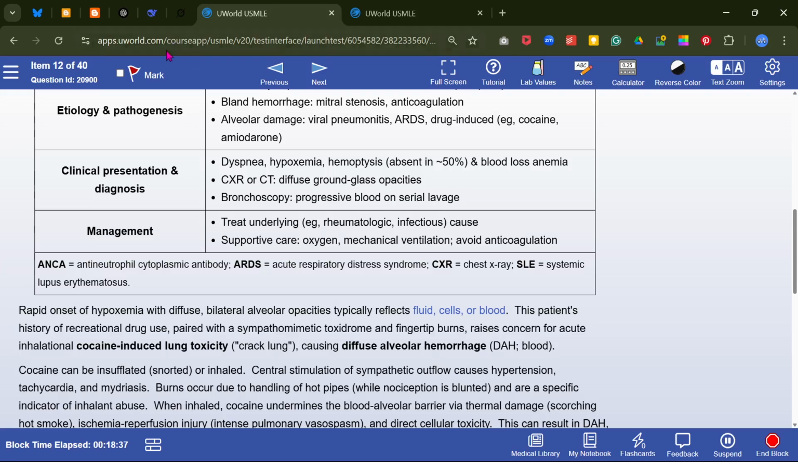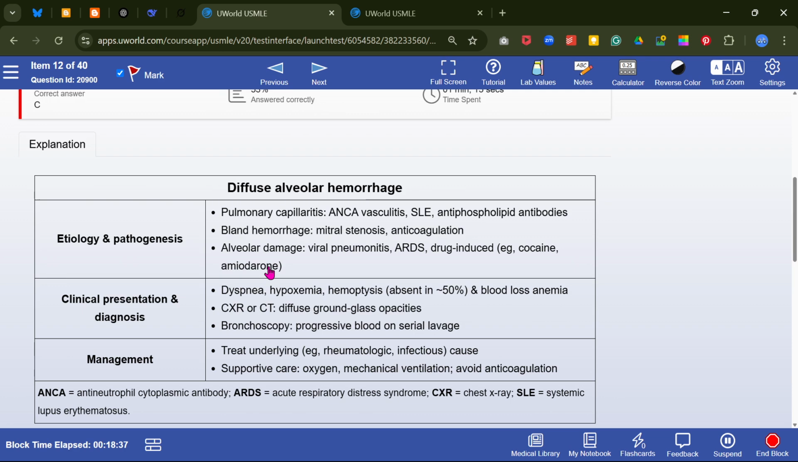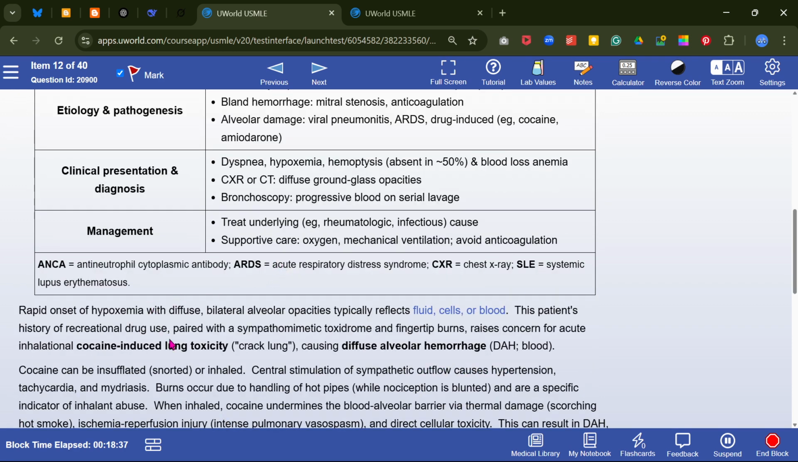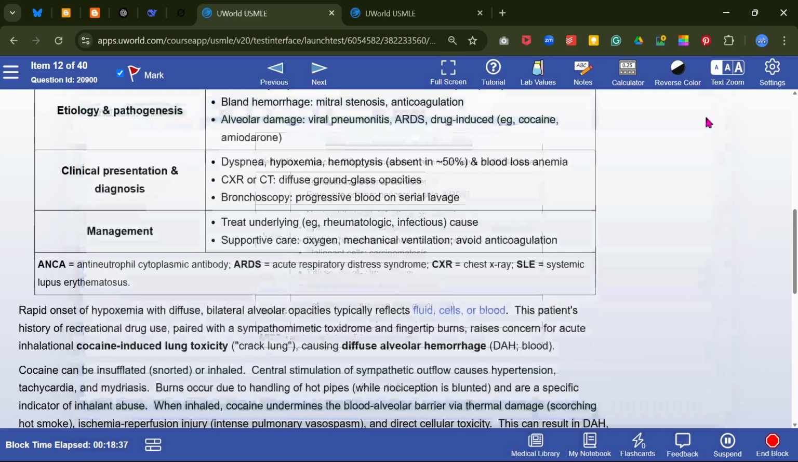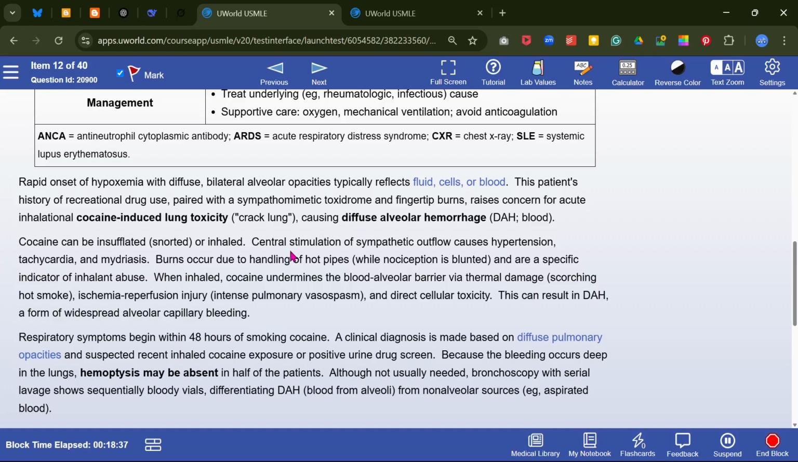Okay, rapid onset hypoxemia with diffuse bilateral opacities typically reflects fluid, cells, blood. This patient's history of recreational drug use, paired with symptomatic toxidrome and cicatrix burns, raises concern for acute inhalation cocaine-induced lung toxicity, crack lung, causing diffuse alveolar hemorrhage.